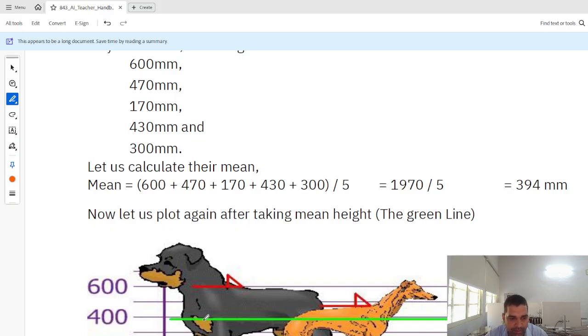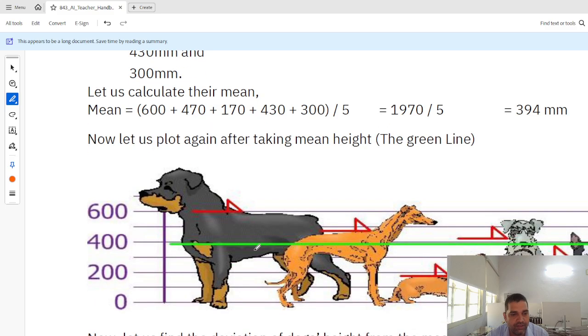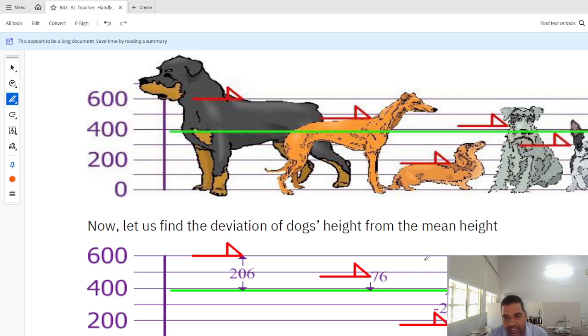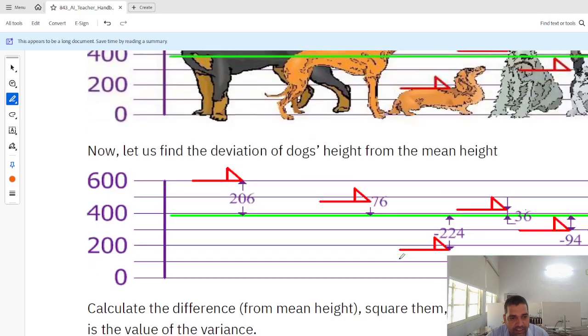Now see, from this mean height, what is the extra height of dog 1? That you will find, and that is called the deviation. It is 206. So from the mean height, dog 1's height is 206 millimeters more. Second dog's height from the mean is 76. And the third one is 224 in the minus, meaning 224 less than the mean height. Similarly for the entire set of dogs, you are seeing this. This number that you are finding is called the variance.